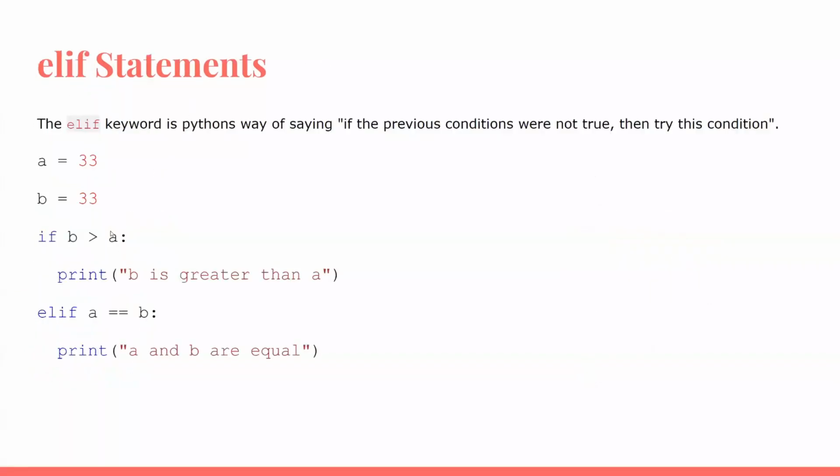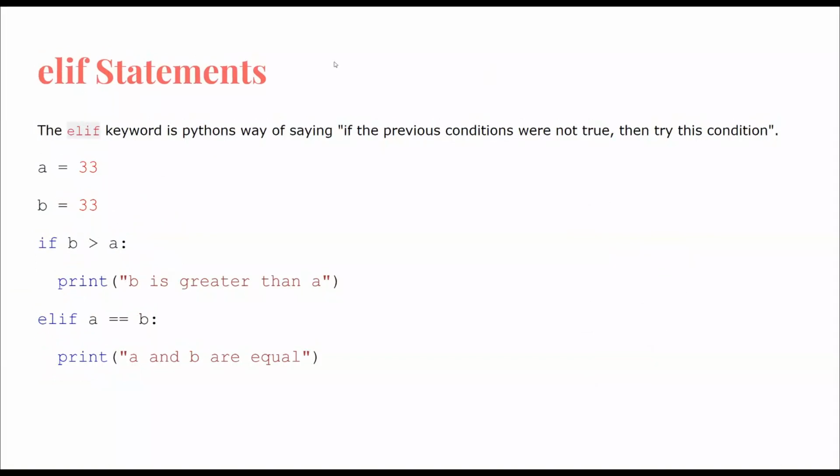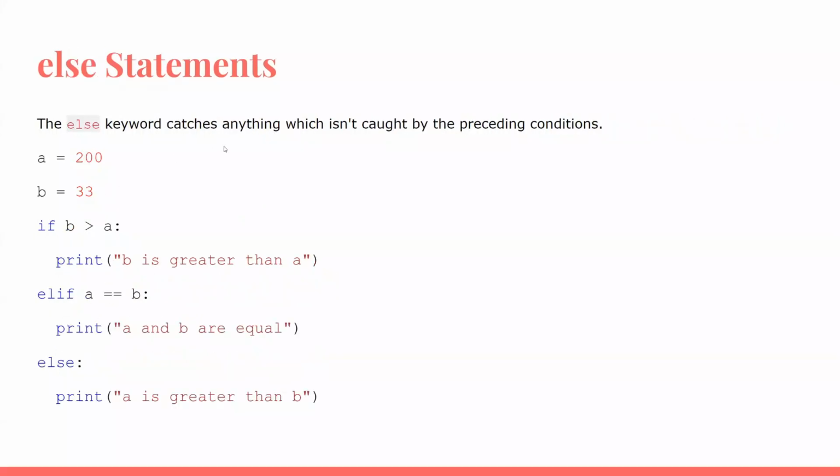Else if statements. I've already demonstrated else if in the little problem that we did. Basically else if is: if the first condition doesn't pass, we will go into the second evaluation. So if B is not bigger than A, we'll evaluate if A equals B. And the else statement at the end catches anything that isn't caught by the preceding conditions. If it doesn't go into any of the preceding if evaluations, then it will just go into the else evaluation.